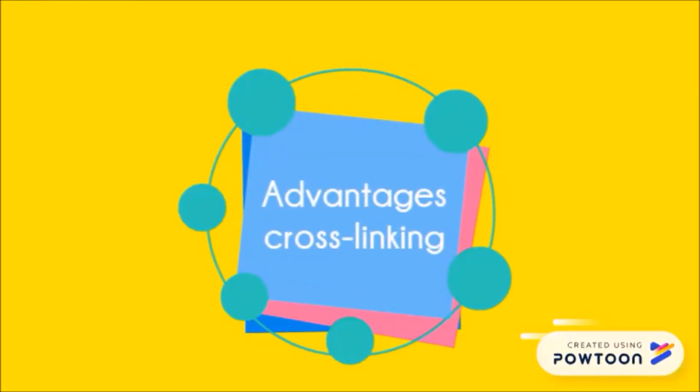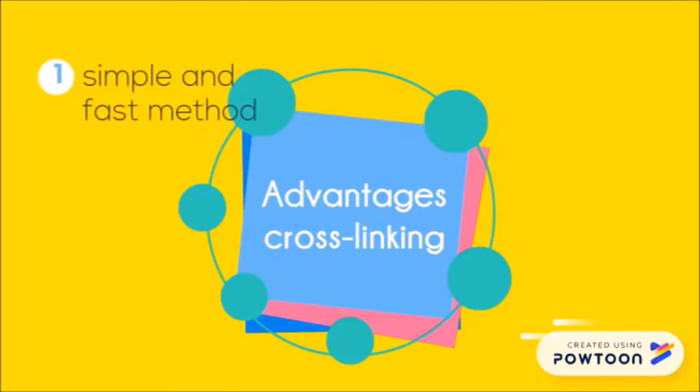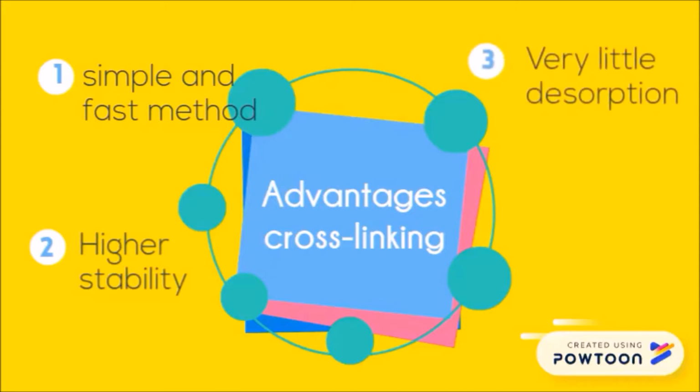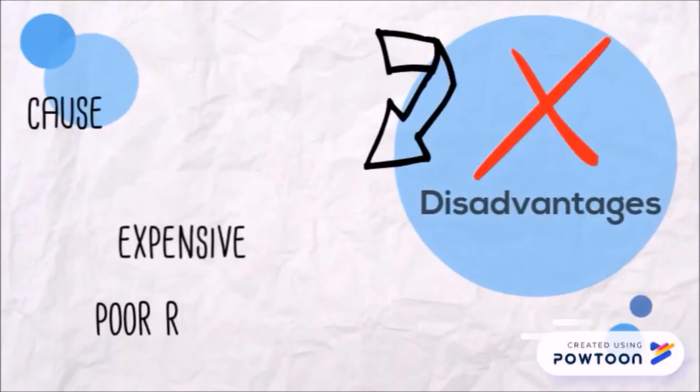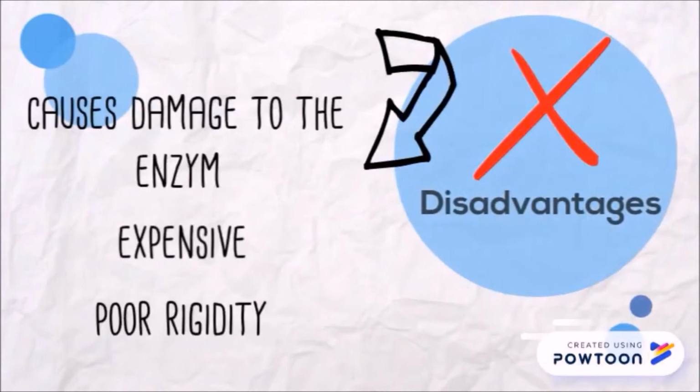Now, let's take a look at the advantages and disadvantages of this method. There are 4 advantages of cross-linking immobilization. First, simple and fast method. Second, high stability. Third, very little desorption. And the last one is that the enzyme is strongly bound, which prevents leakage. But this method also has limitations: it can cause damage to the enzyme, it is expensive, and it has poor rigidity.